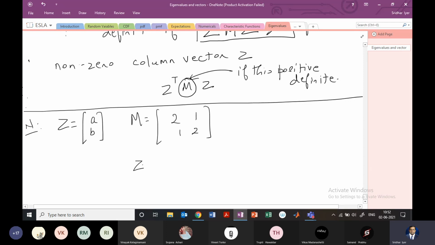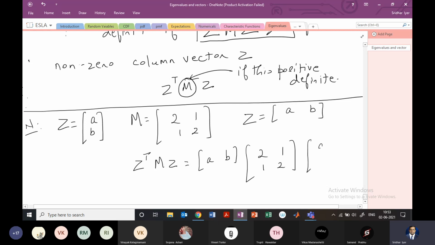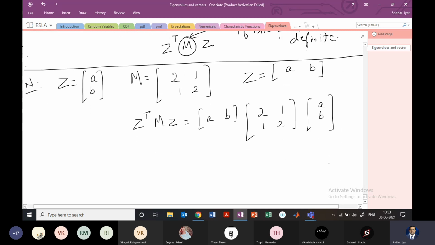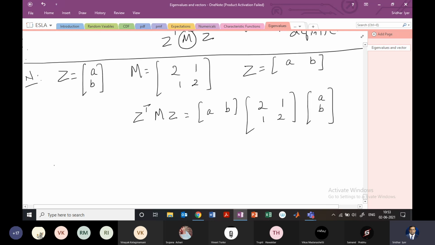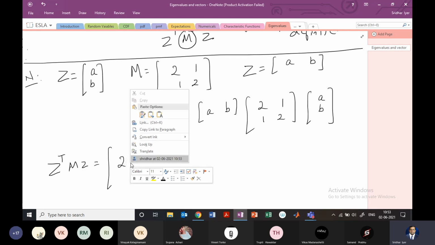So all you have to do is multiply z transpose Mz, right? So z transpose from the given z will be a, b. The column matrix turns out to be a row matrix. So I'll write this z transpose Mz as a, b, M is 2, 1, 1, 2, and z is a, b. Now, if this is greater than 0, then we say that M is positive definite, right? So z transpose Mz, now I'll multiply them element by element. So we'll get 2a.